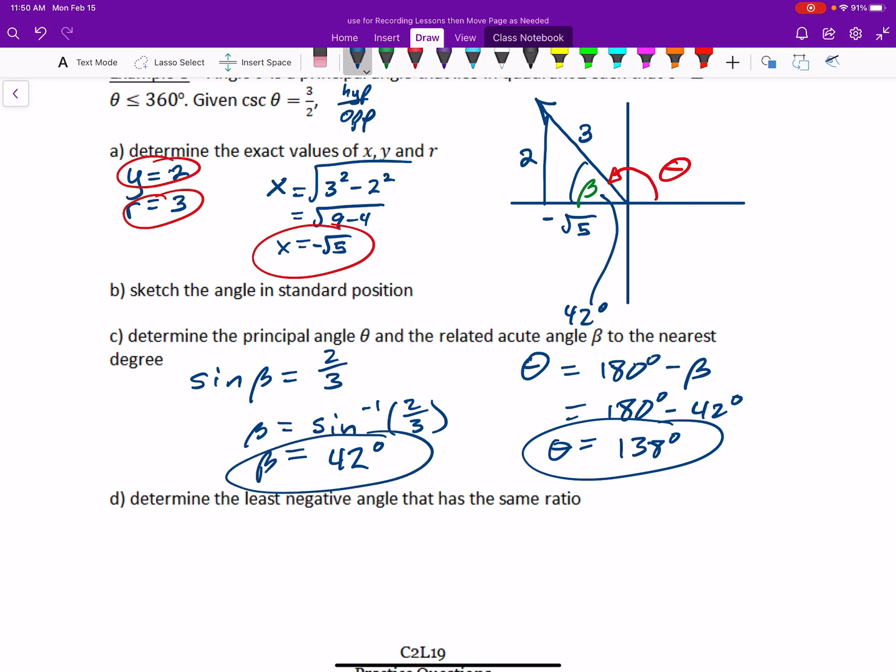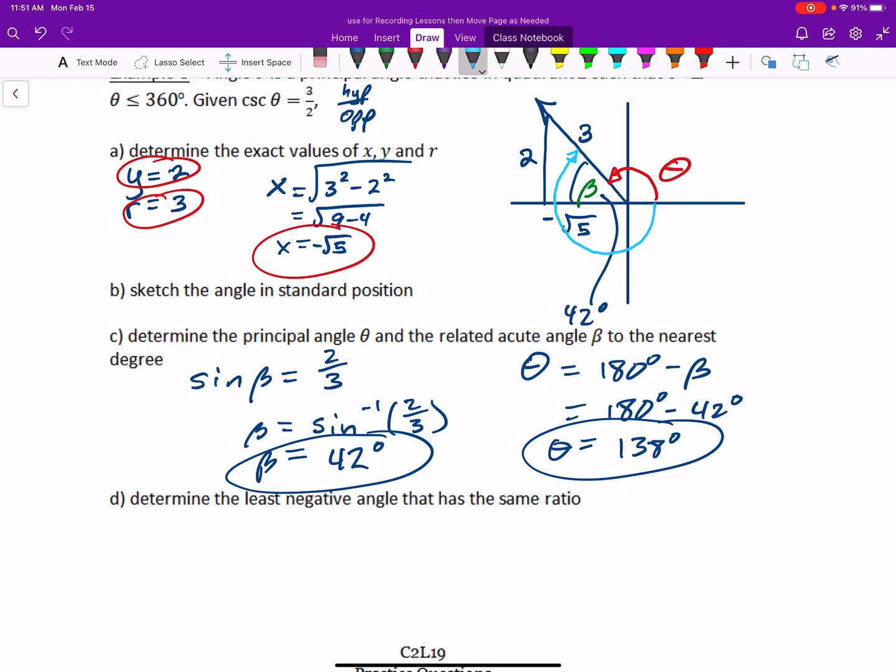Determine the least negative angle that has the same ratio. Well, as we know, we can have multiple angles going to the same terminal arm. And any angle that goes to the same terminal arm is going to have the same ratios. So the least negative one would be one starting at the positive x-axis, but going this direction. So there's negative 90, negative 180 to get to here, and I keep going until I get to here. So going to the negative x-axis was 180, and I'm going beta degrees past that.